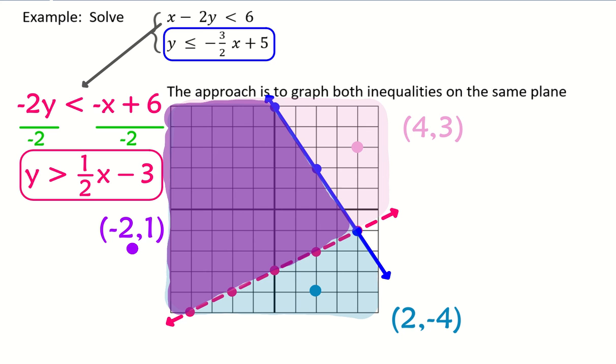But anything in the final shading, like (-2, 1), this is a pretty good example of an ordered pair that solves both and therefore is a solution to the whole system. Okay?